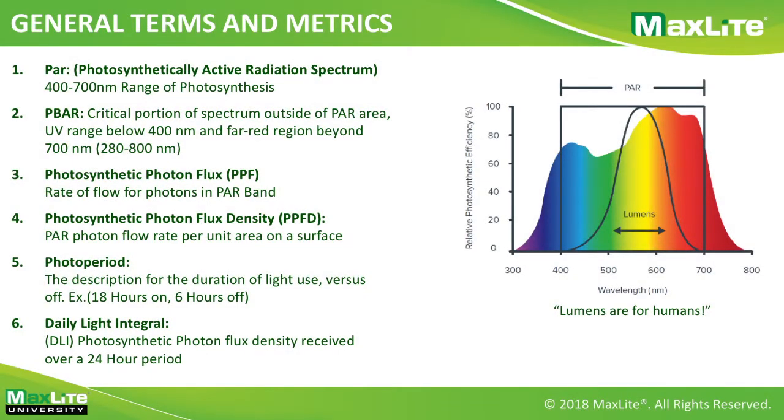First off, though, when we start talking about our general terms and metrics, I'll go through some of the vocabulary points down here and talk about why they're important to understand when we're looking at horticultural lighting opportunities. First and foremost, we'll talk about PAR light. Essentially, that is the photosynthetically active radiation spectrum, which is a range of wavelengths between 400 nanometers and 700 nanometers. Why this is important is because this is the foundation for driving photosynthesis.